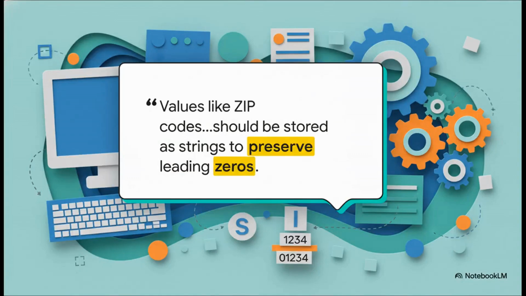But here's the thing. Choosing the right type is so important. And this example from the guide shows exactly why. Let's say you have a zip code like 01234. If you store that as a number, that leading zero just vanishes and it becomes 1234. But by storing it as a string, as text, you keep the data exactly as it's meant to be. It seems like a small detail, but it can have huge consequences.